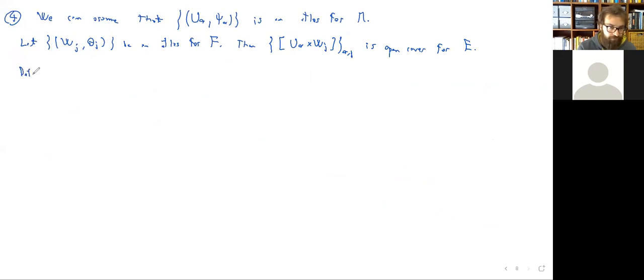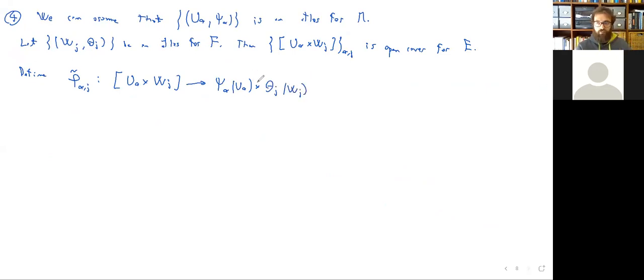And we define phi tilde alpha j. This is a map which goes from the equivalence class of u alpha times wj into phi alpha of u alpha times phi j of wj. And you see this is a subset of some Rm, because this is a subset of some Rn, and this is a subset of some Rk. So this will in fact be our local chart for E, which again will prove that E is a manifold, which is what we're doing right now.